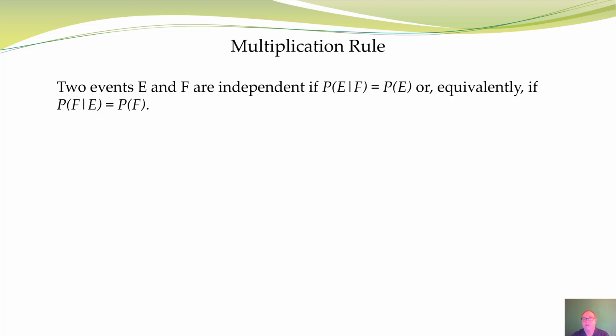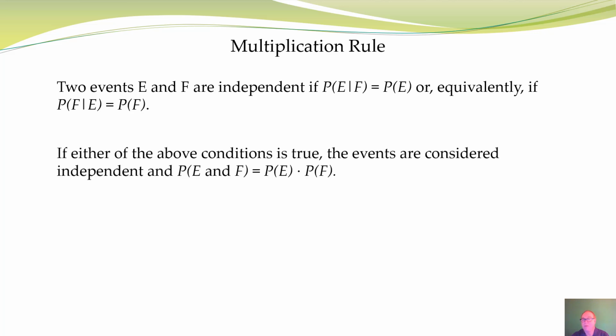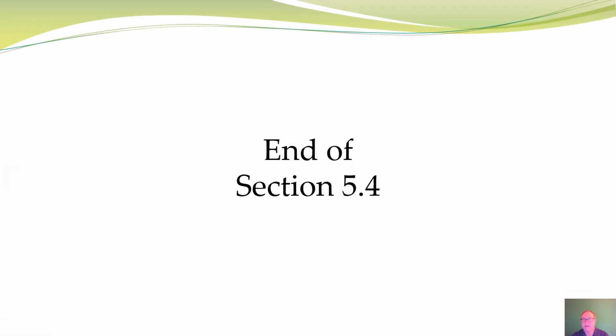Two events E and F are independent if the probability of E given F is equal to the probability of E, or equivalently, if the probability of F given E equals the probability of F. If either of the above conditions is true, the events are considered independent, and the probability of E and F equals the probability of E times the probability of F. Okay, this brings us to the end of section 5.4.